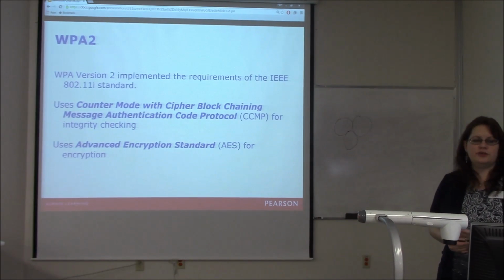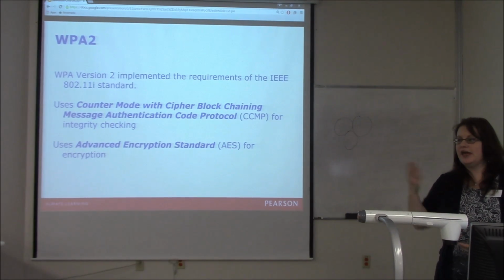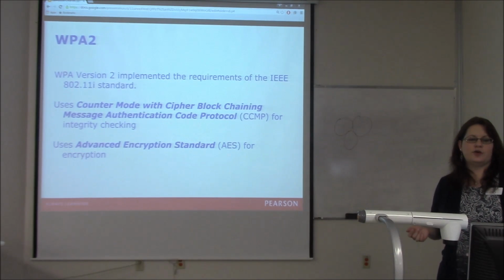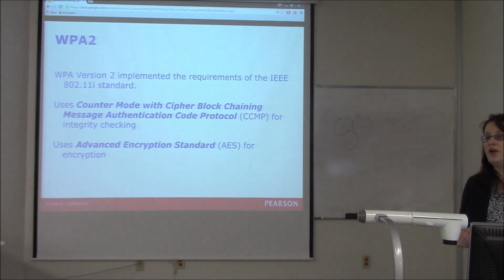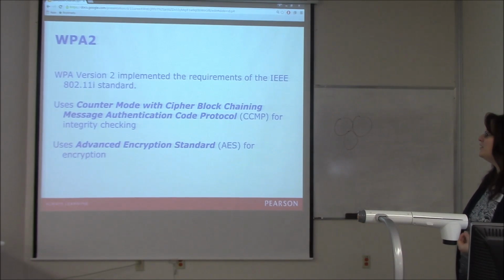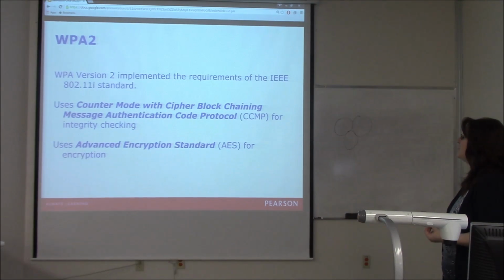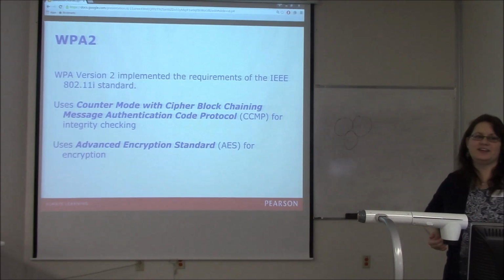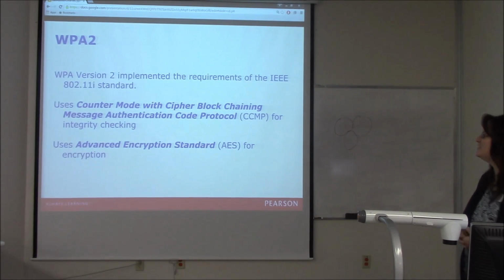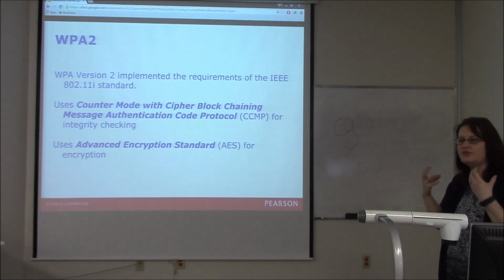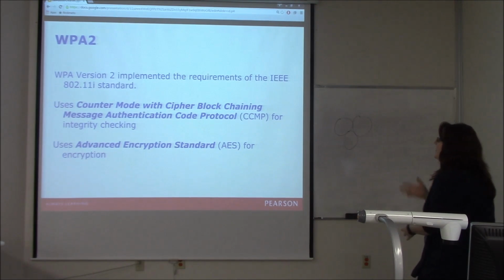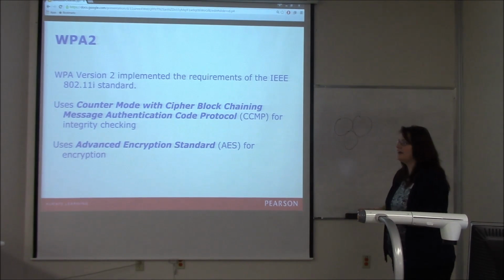mode. WPA2. We took WPA and we improved it a little bit. So we used my favorite networking acronym. Counter mode with cipher blockchaining message authentication code protocol, CCMP. It's my favorite. It's so unnecessarily long with so few letters in the acronym. But that was meant to check the integrity of the message.